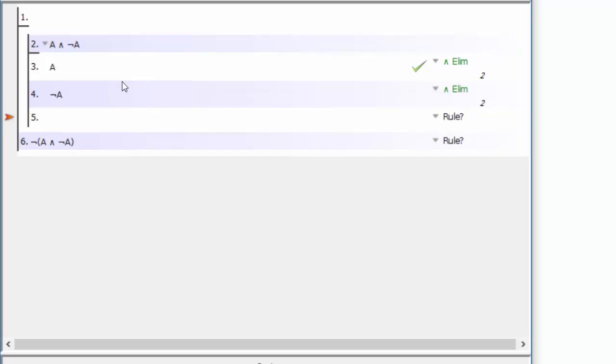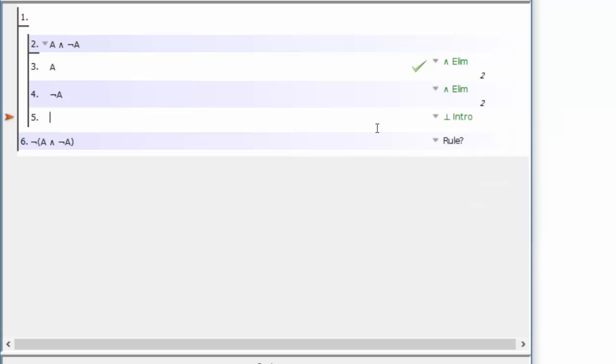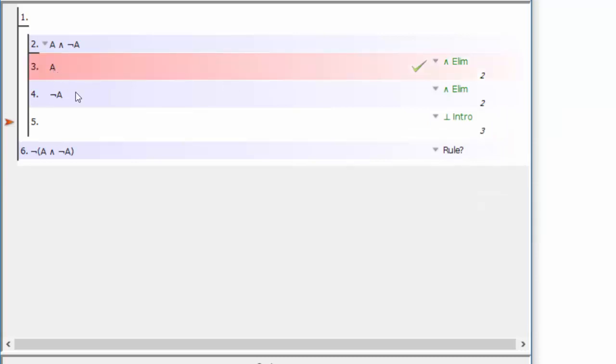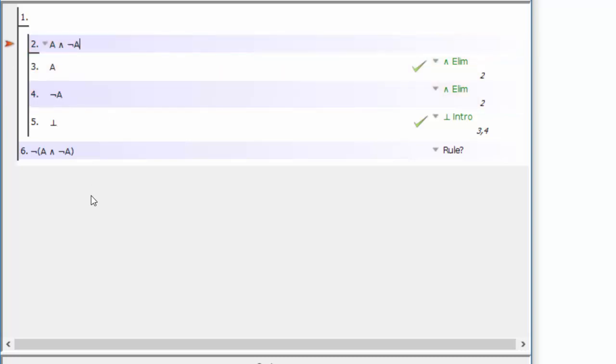Now that I have A and not the case A, I can introduce a contradiction because these take the form of P and not the case P. I do so by using contradiction introduction and citing the propositions that contradict one another, and now I've introduced the contradiction. Well, hey, that's just what I wanted to do. I wanted to assume that this was true and try to prove myself wrong, and this contradiction tells me that I am wrong for introducing that. And so this proposition must be false.